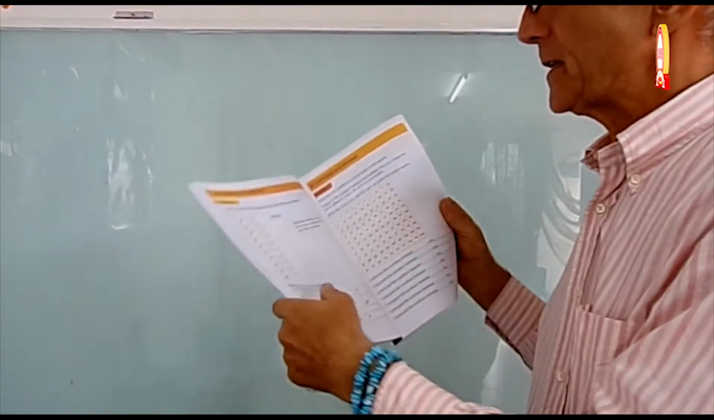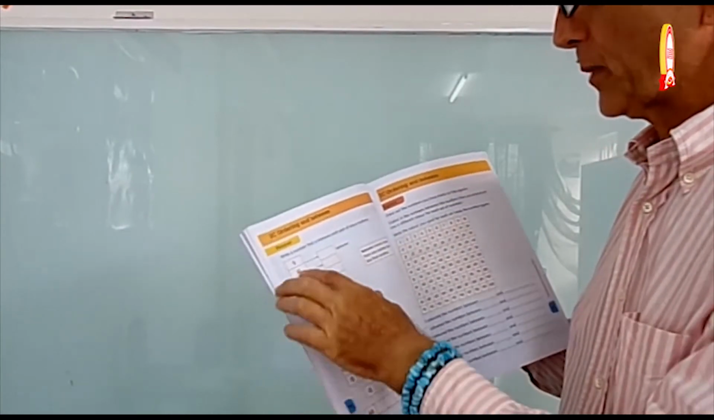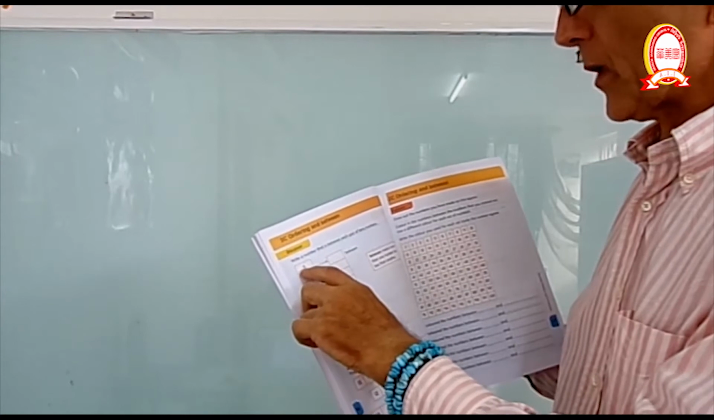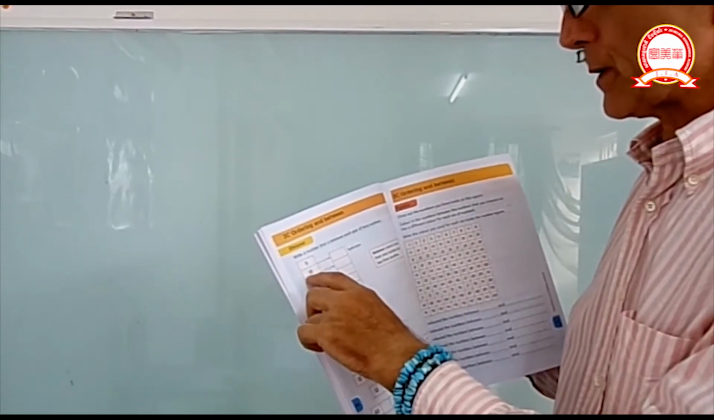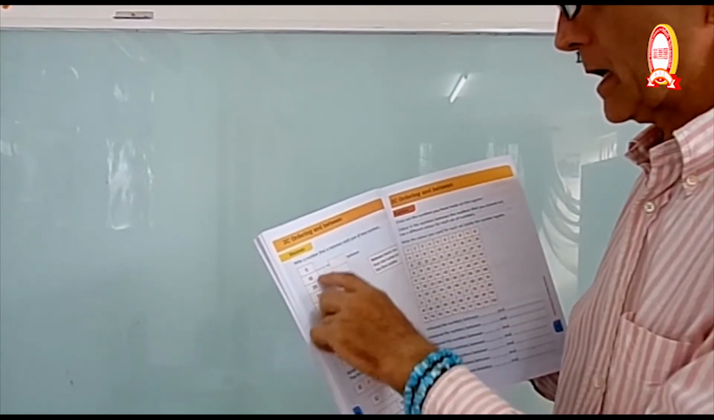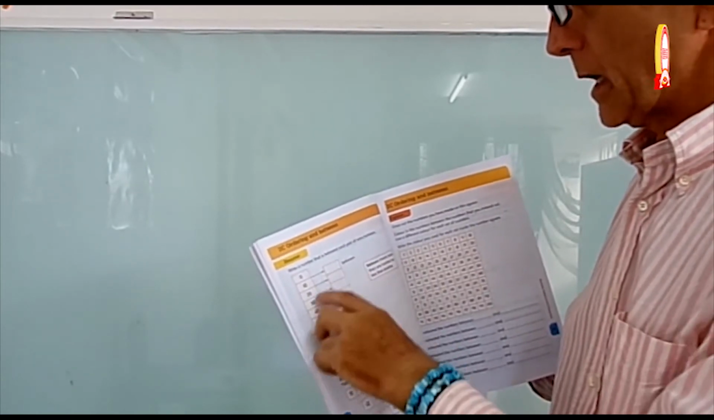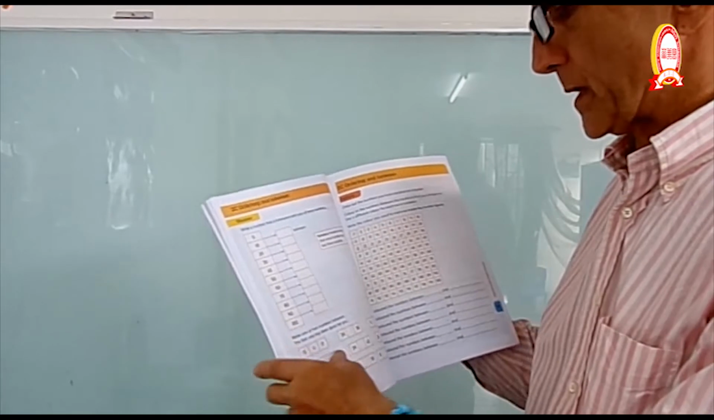Page 16. Write a number that is between each pair of tens numbers. So you're going to write a number that is somewhere between 0 and 10. You're going to write that here. You're going to write a number between 0 and 20 in this box. And do the same for all the other numbers, please.